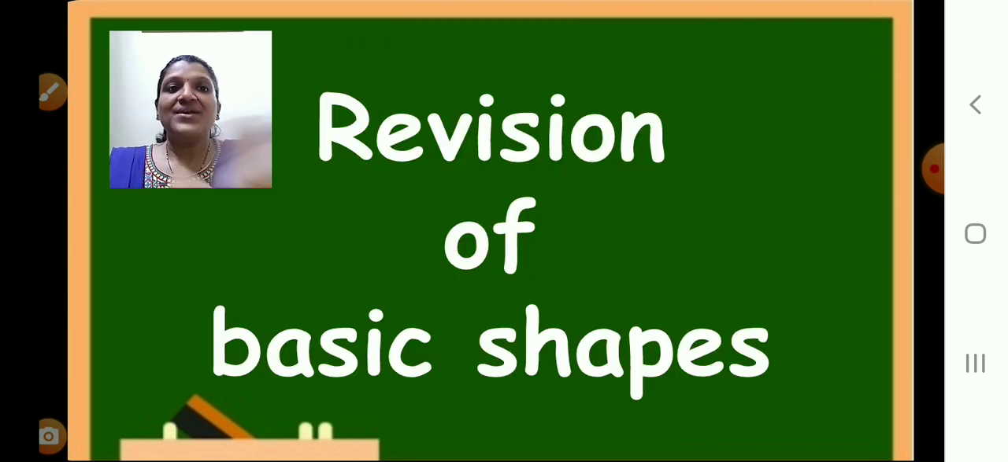Now, in today's session we are doing revision of basic shapes also. Do you remember, children? In senior KG we have already learned the basic shapes. Which are they? Do you remember? Yes, we are going to see it one by one. So let us move ahead.